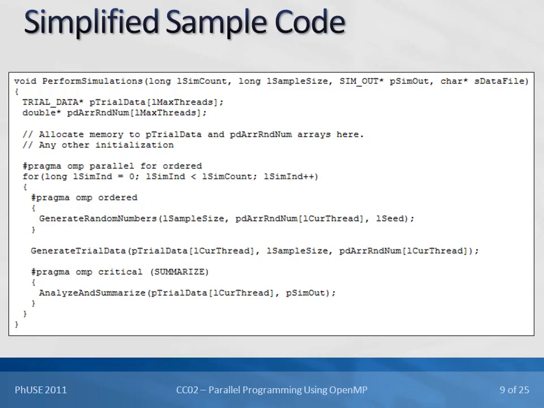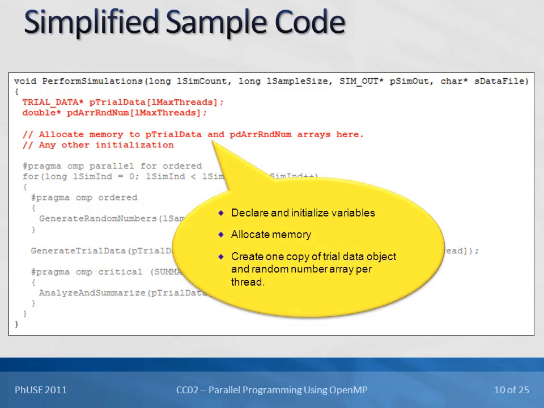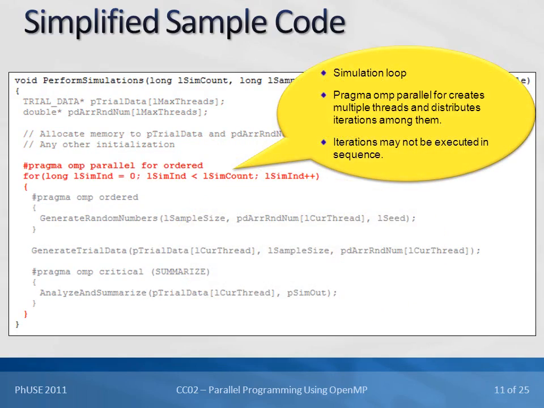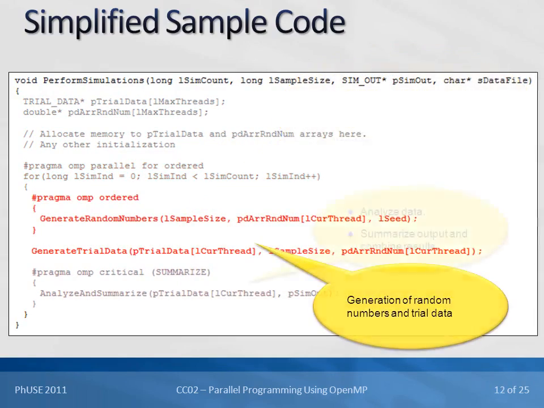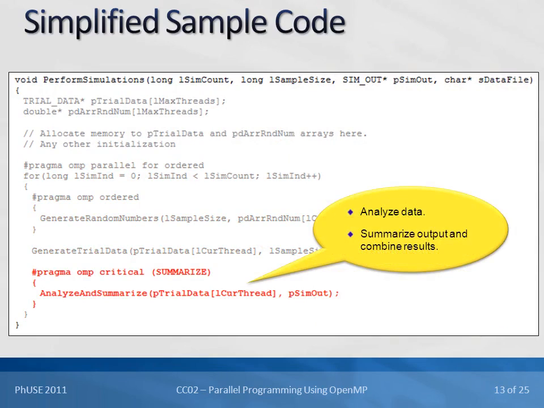We are now inside the body of the for loop. Here we're generating random numbers. Again, notice the use of another pragma, OMP ordered, and after that I'm generating trial data. We'll talk about OMP ordered a little bit later. And in the final step, I have just crunched everything into this final step, analyzing and summarizing of the data. And again, one more pragma, that is OMP critical.